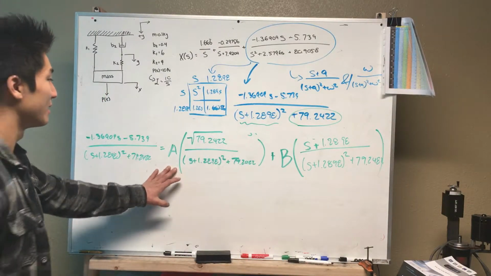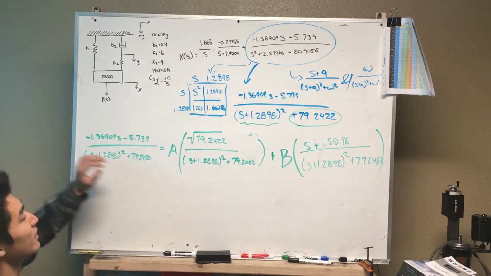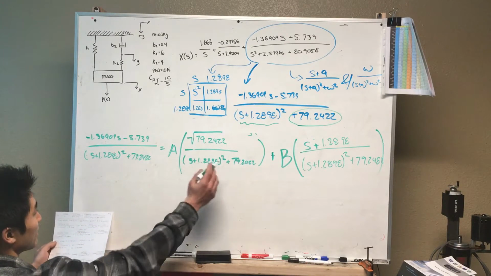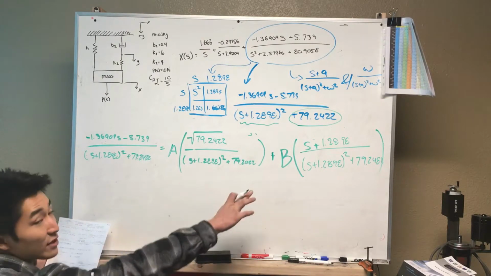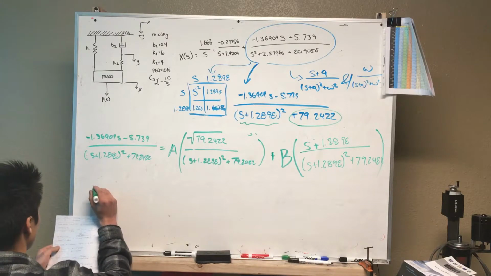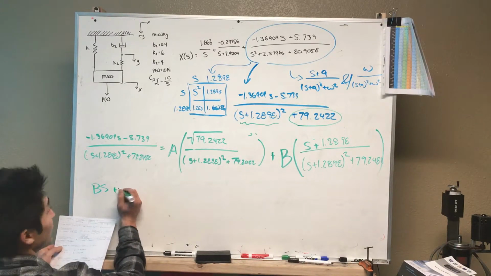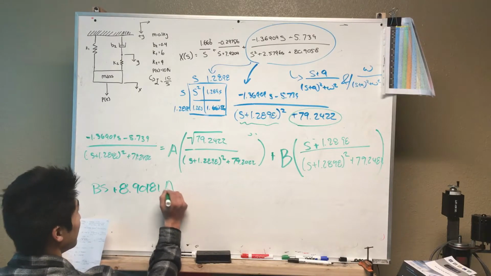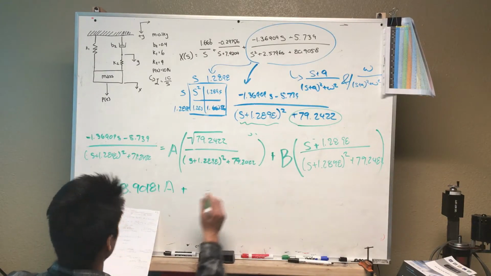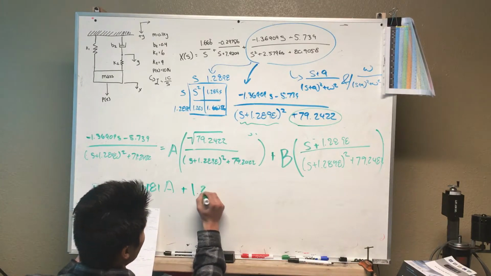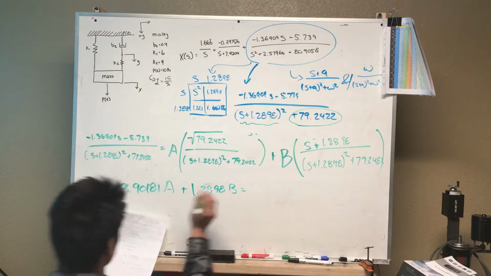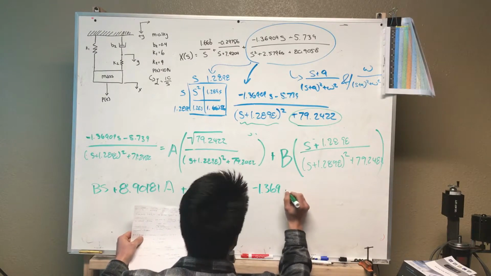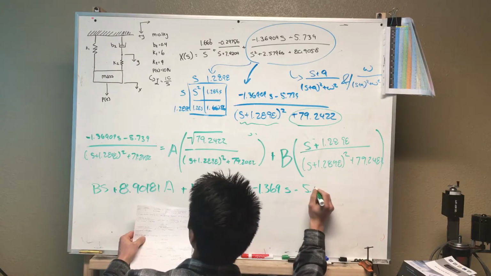So this is much simpler than partial fractions because all we're dealing with now is the square root of that, which is going to basically make this whole equation turn into, since the denominators are the same, we're going to have b s right there plus 8.90181 a plus 1.2898 b, and I just wrote it this way so it's easier to see what it needs to become. This is negative 1.369 s minus 5.739.